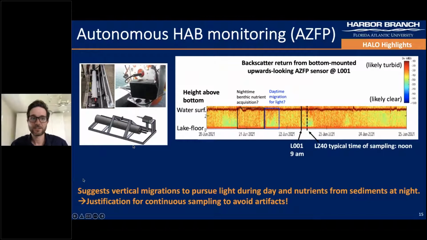We also deployed, I think this was the first time it was used for trying to detect algae blooms, a fish finder that sits on the seafloor and points upward. It's called an acoustic zooplankton fish profiler. So here's a 5-day test deployment.